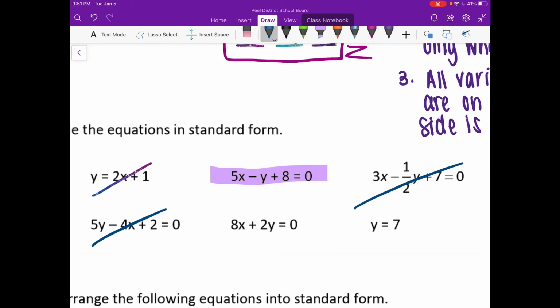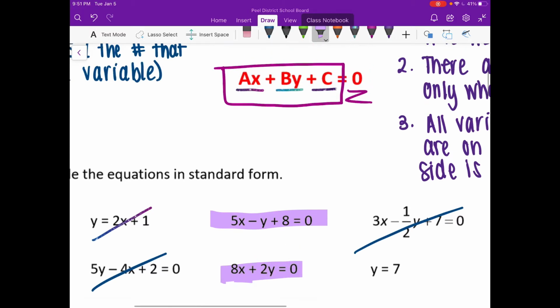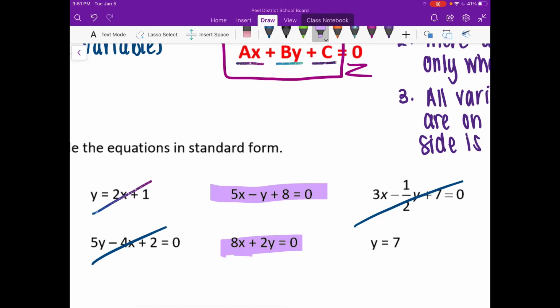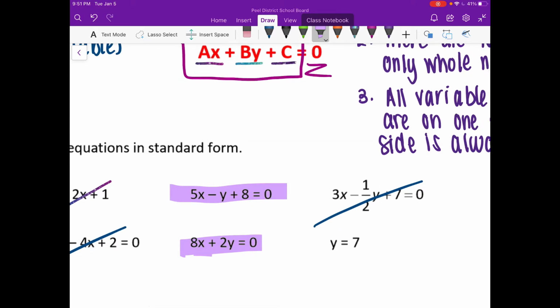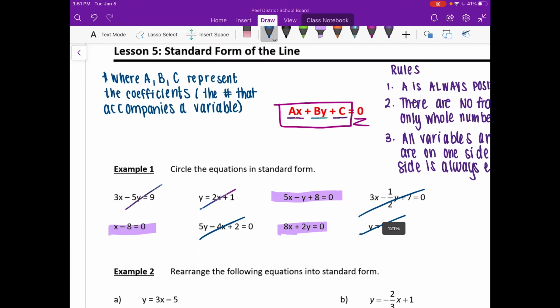Okay? You have 8x plus 2y equals 0. This is written in standard form. You have ax plus by. The c could just be 0, and it equals 0. Okay? And then last but not least, you have y equals 7. This is not, because we don't have a 0 side.